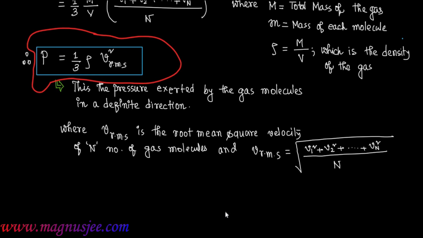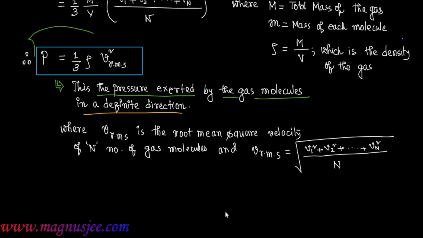And we get the expression of total pressure exerted by the gas molecules in a particular direction, that is P is equal 1/3 rho v RMS square. We get the pressure exerted by the gas molecules in a definite direction as P equal 1/3 rho v RMS square.